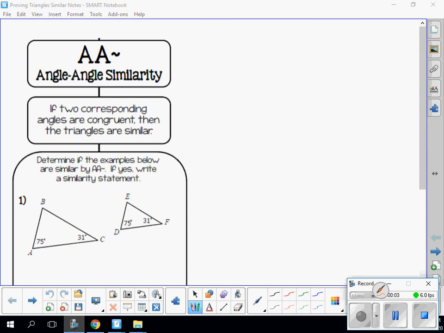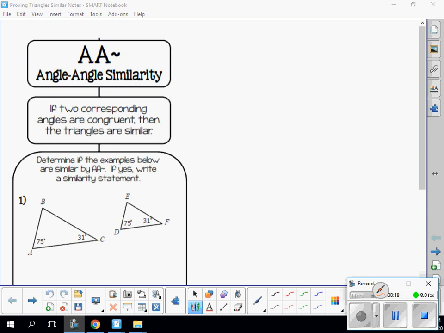Okay guys, today we are on page 7 of your chapter 7 note packet, the 7.3 notes. We're going to talk about the ways that we can prove triangles similar. So we had 5 ways to prove congruent. There's actually only 3 ways to prove similar.